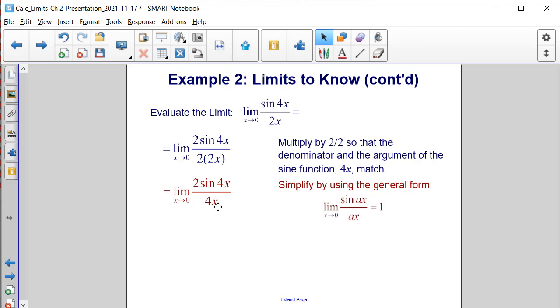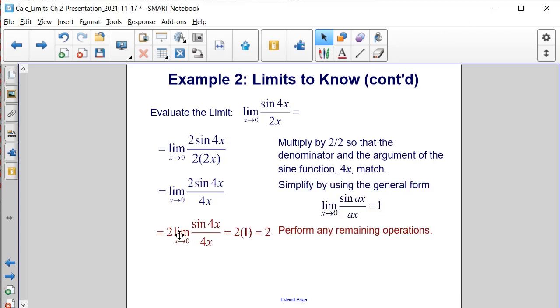Then if we simplify the denominator, we have 2 times 2x, which is equal to 4x. Now we have the coefficient in the denominator being equal to the coefficient in the angle. So we have a 4x over 4x. So we can use this formula to simplify for the next and last step. So we can pull out the coefficient of 2 and put it in front of the limit, and we now have 2 times the limit of sine of 4x divided by 4x, and we know that the limit of sine of a times x divided by a times x is equal to 1, so that we can substitute a 1 in place of this limit. So we have 2 times 1, which is equal to 2.